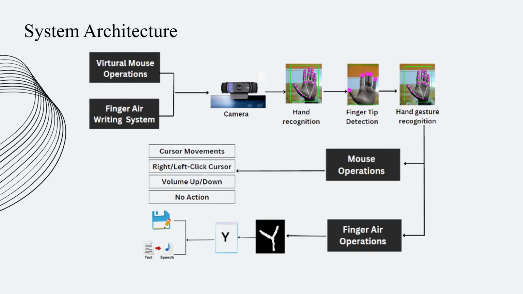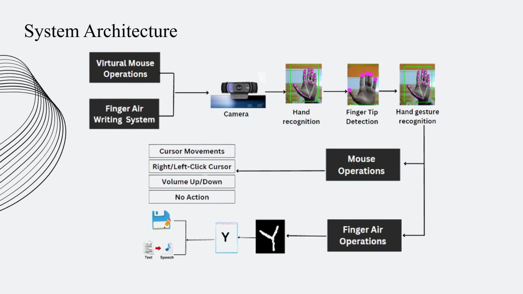Coming to system architecture, the user is prompted with two options and needs to choose one. The first option is virtual mouse operation and the second option is finger writing system. Based on the input chosen by the user, video input is taken from the webcam and then the hand is recognized and the fingertips are detected and then the hand gesture is recognized, and based on these gestures the following operations of the mouse are performed if the user selected virtual mouse operations at the beginning. The following operations are cursor movement, right or left click, volume up or down, and no action. No action is performed when there is no gesture detected.